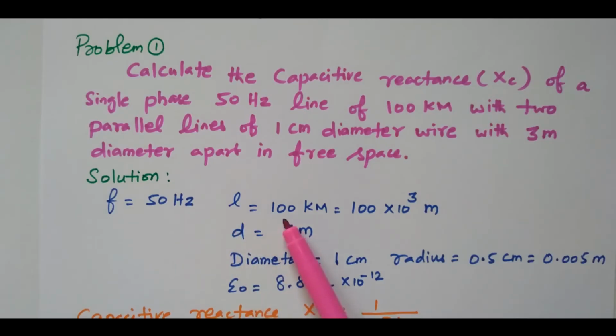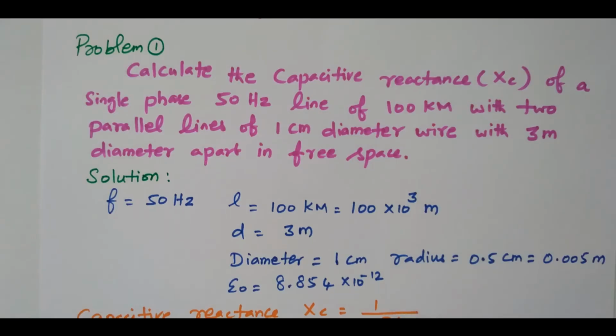The length is 100 km, that is 100 into 10 to the power 3 meter. The distance between the conductors is 3 meter. The diameter is 1 centimeter, so the radius equals 0.5 centimeter, that is 0.5 into 10 to the power minus 2, that is 0.005 meter. Right? Now these are the data available. Frequency, length of the conductor, distance between the conductors, diameter and thereby radius are available. Epsilon naught is 8.854 into 10 to the power minus 12. Right? That value is also available.